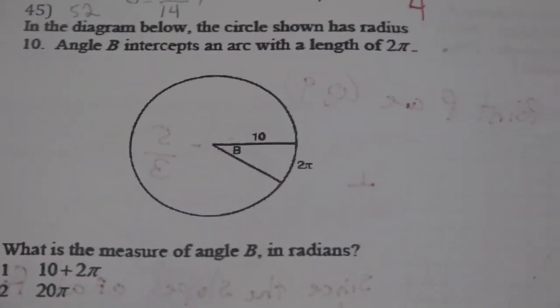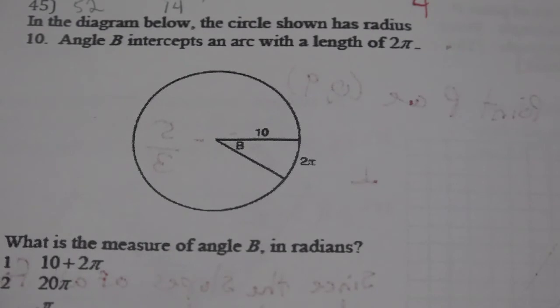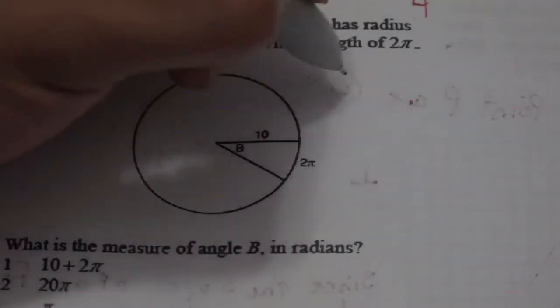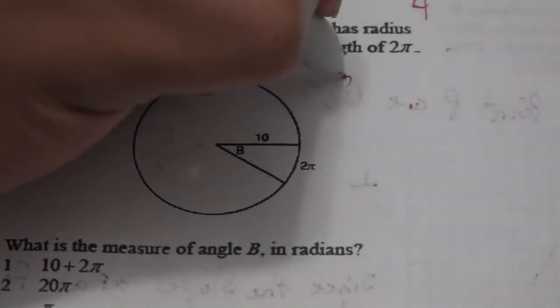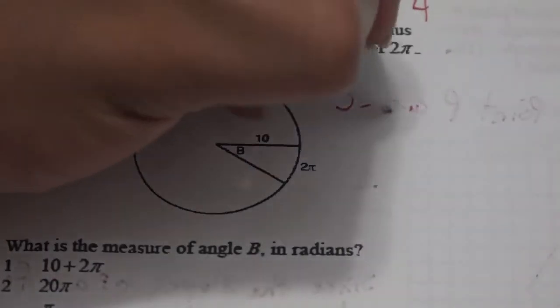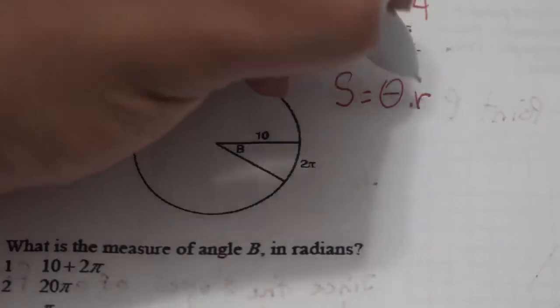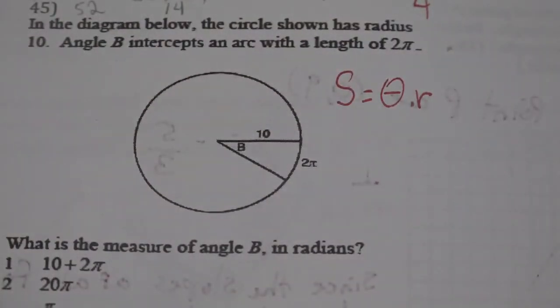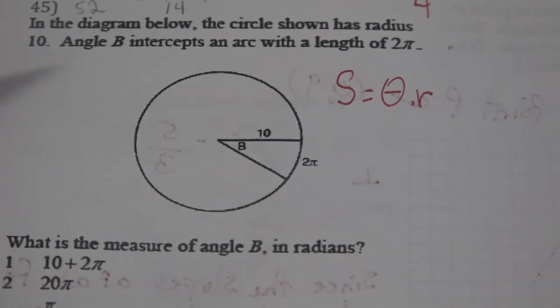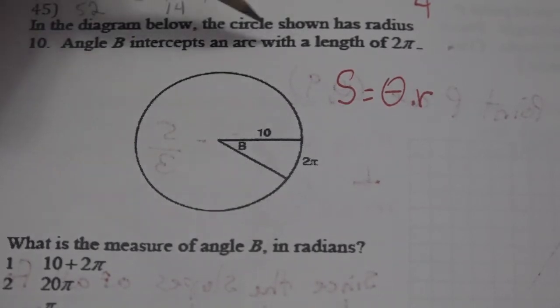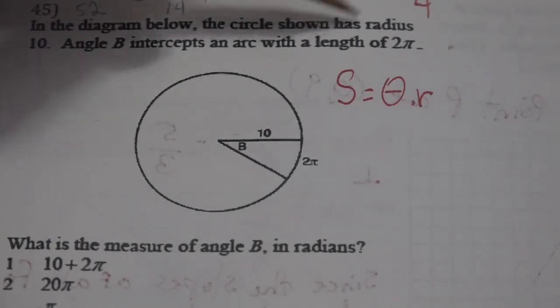Please, very easy. They're talking about arc length. So there's a formula that reads like this. Arc length equals the angle theta times the radius. That's all you need to know. That's how you find arc length. And from there, you replace the information. So the length of the arc, it says, is 2 pi.